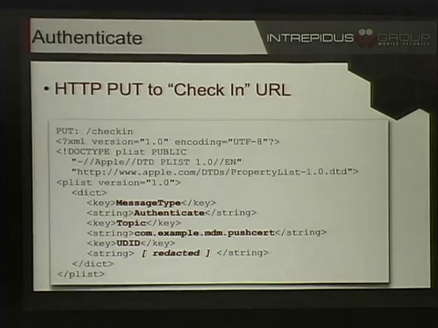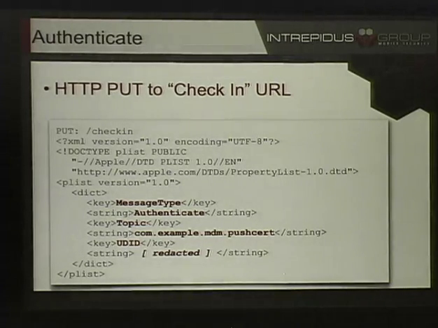In this case, the pertinent points are highlighted in red. You have a message type, Authenticate. You have the topic, which is the UID off the push notification certificate. And then UDID is the unique device identifier. It's a long UUID-looking string that uniquely identifies the device. And that's how the MDM server is going to track everything. So it knows it gives this command to that device, this command to the other device, et cetera.